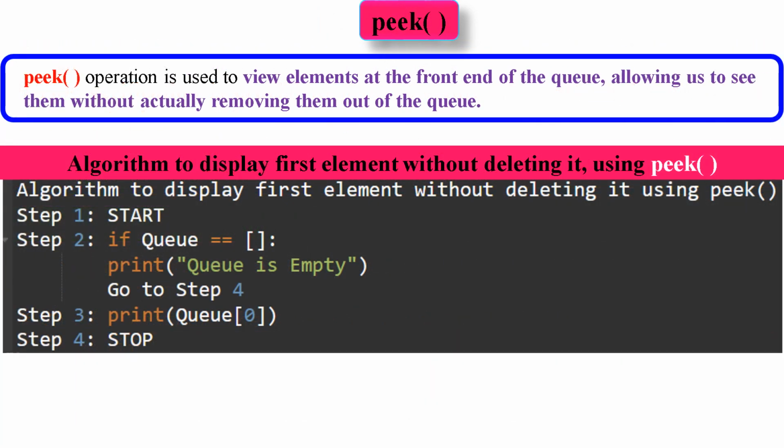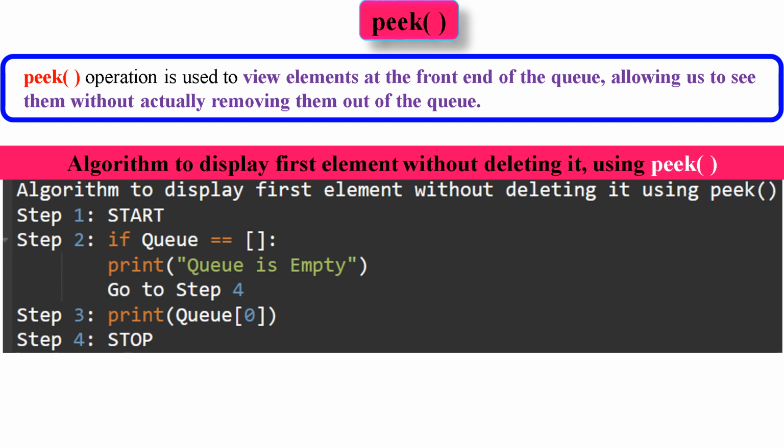Next construct, which is used to monitor the queue's status when adding or removing elements from it, is the peek function. Peek operation is used to view elements at the front end of the queue, allowing us to see them without actually removing them out of the queue. Let's see the algorithm to display the first element without deleting it using the peek function.